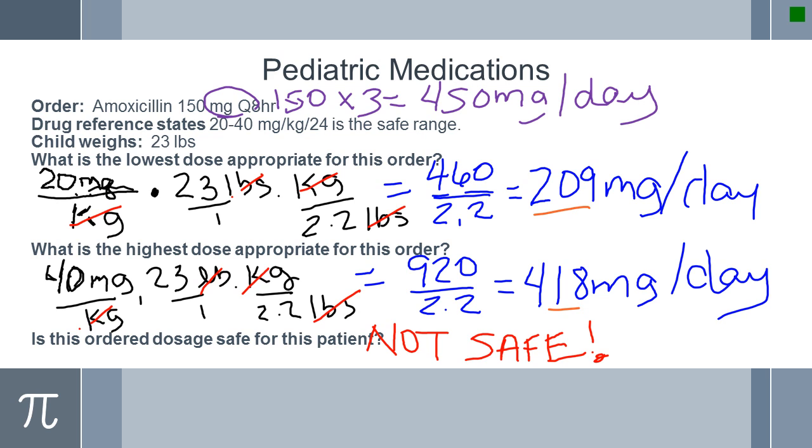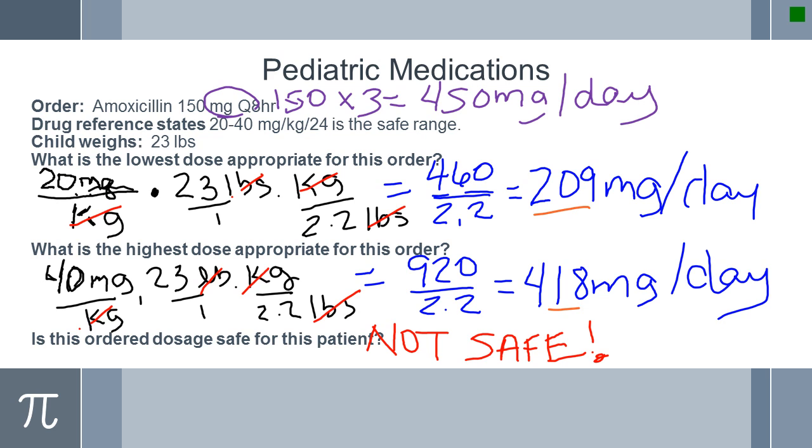And then we want to do our math, which for this one, we've got 20 times 23, which gives us 460. We've got the 2.2 on the bottom, so we're going to divide by 2.2. And so our low is 209.1, or 209. And what did we have? Milligrams.